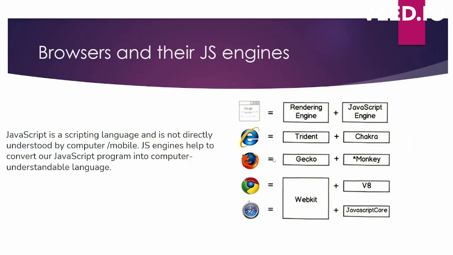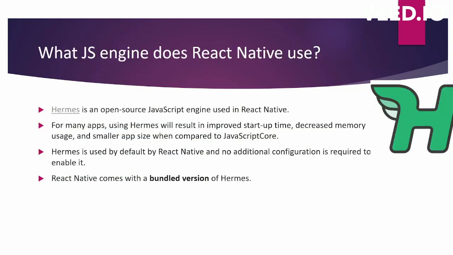So different browsers will have different JavaScript engines embedded inside them. For example, Internet Explorer will have Chakra, Mozilla has Monkey, Chrome has V8 engine, and Safari has JavaScript core JavaScript engine. Okay. Now going back to the original question, what JS engine does React Native use? So Hermes is the answer.